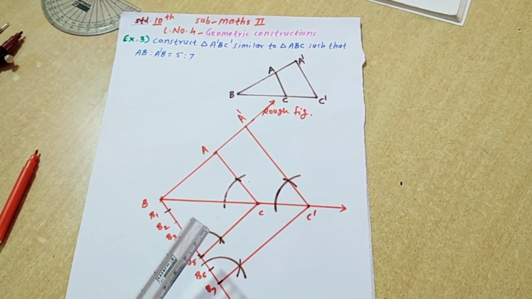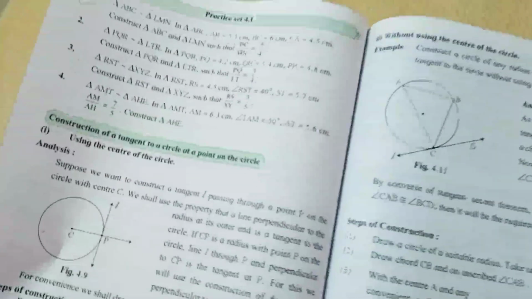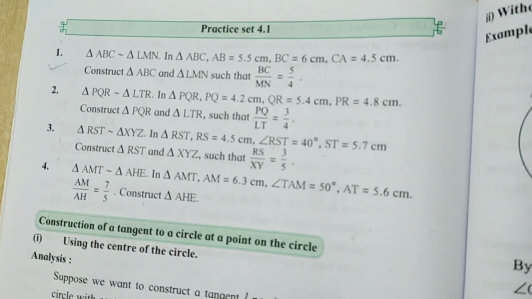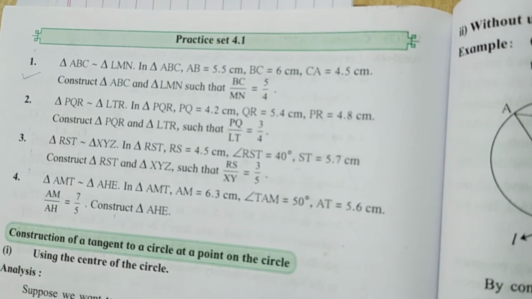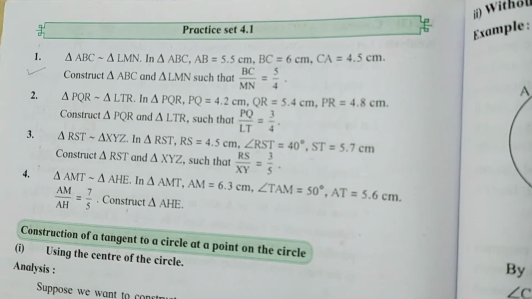Now your homework is practice set 4.1. Now all three constructions are over. You can solve the full practice set 4.1.